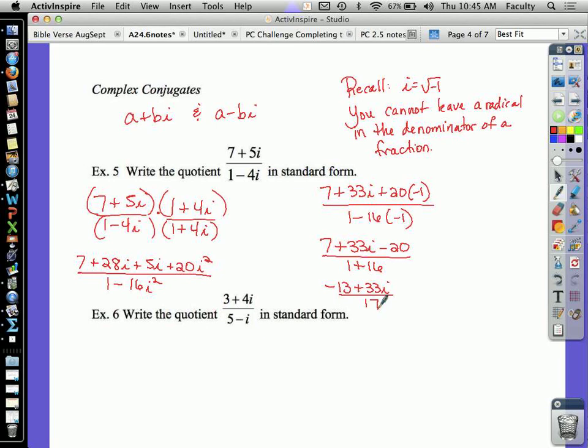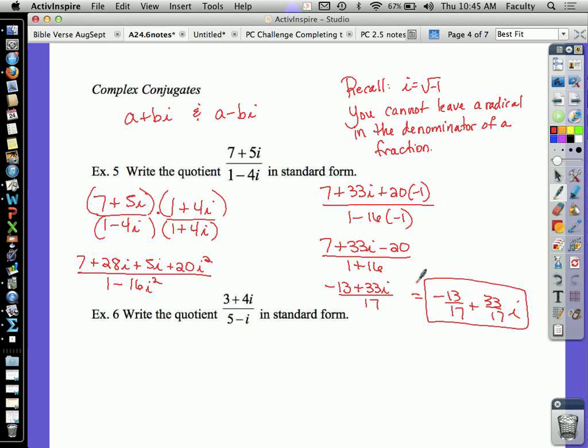Now, this is actually not a correct answer because it said write it in standard form. Standard form says it has to be a real part plus the imaginary part. I really don't have that. I have a real plus imaginary divided by a real. So, it's not a problem though. All I'm going to do is break it apart. Now I have a real part plus the imaginary part.